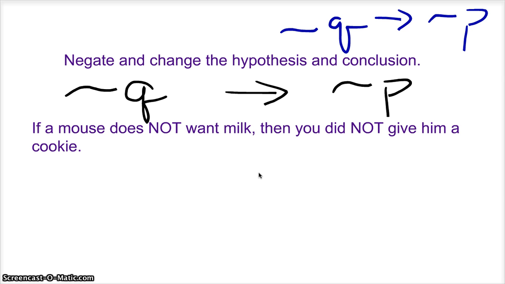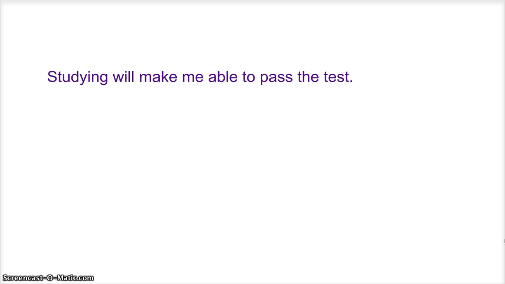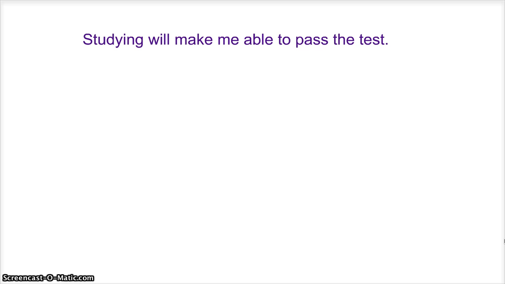I did want to say something about writing a conditional statement in if-then form. So, for example, if you had a statement such as, studying will make me able to pass the test. Now, if you look at this sentence, it is not in if-then form. It does not say if something, then something. It says studying will make me able to pass the test. So I want you to pause me for a second, and I want you to figure out how you would change that to if something, then something.